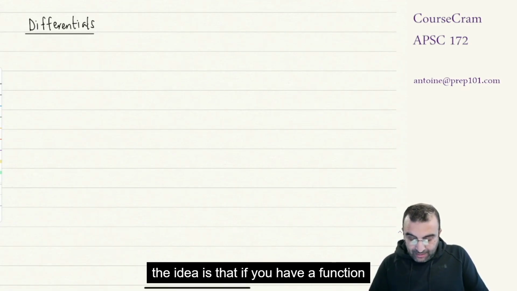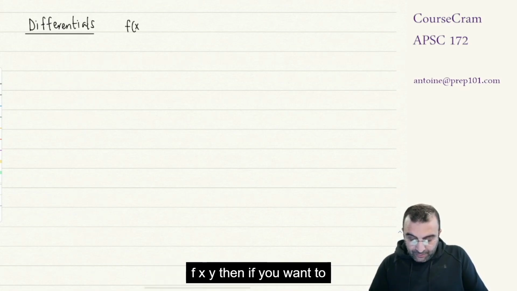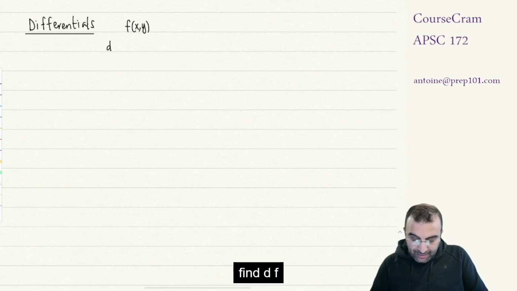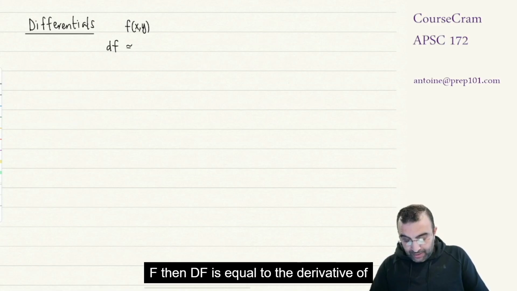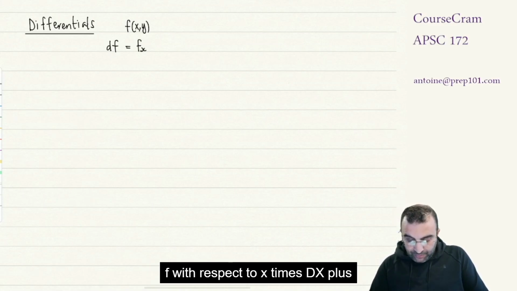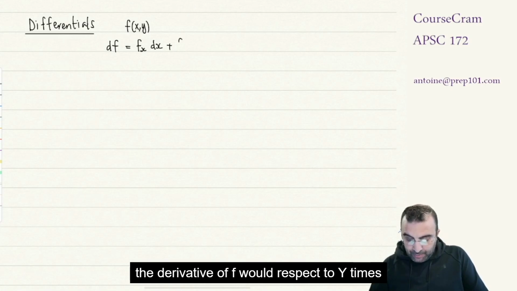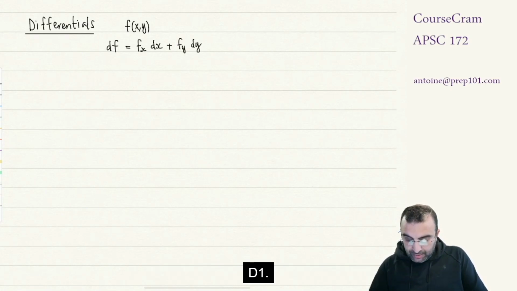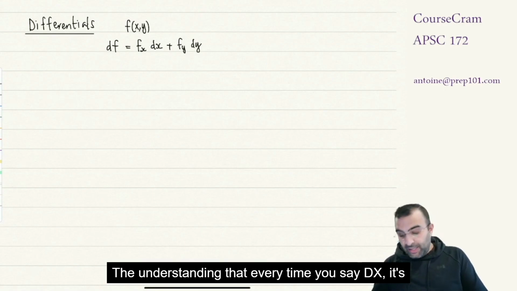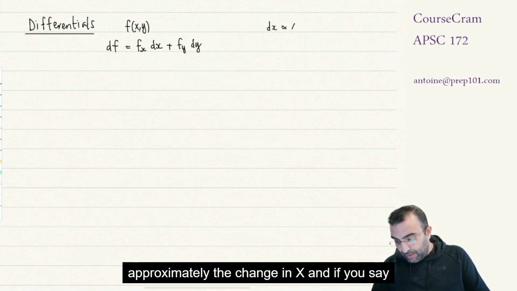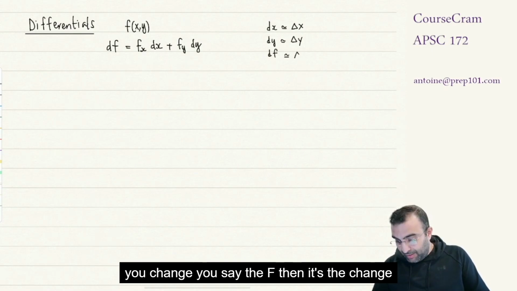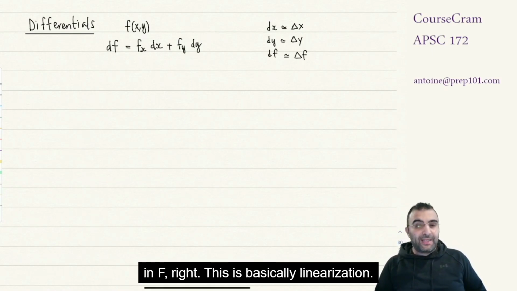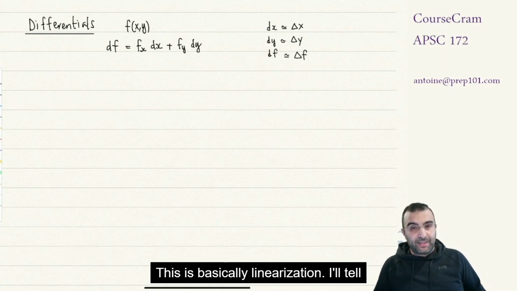The idea is that if you have a function f(x,y), then if you want to find df, which is the approximation of the change in f, then df is equal to the derivative of f with respect to x times dx plus the derivative of f with respect to y times dy. The understanding is that every time you say dx, it's approximately the change in x. And if you say dy, then it's the change in y. And if you say df, then it's the change in f, right? This is basically linearization.